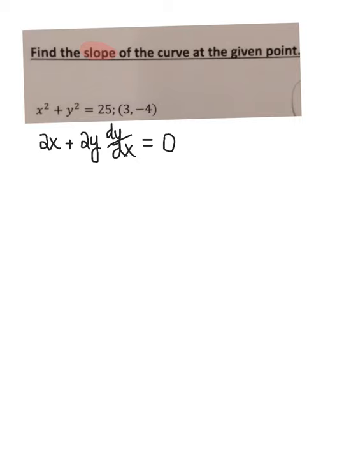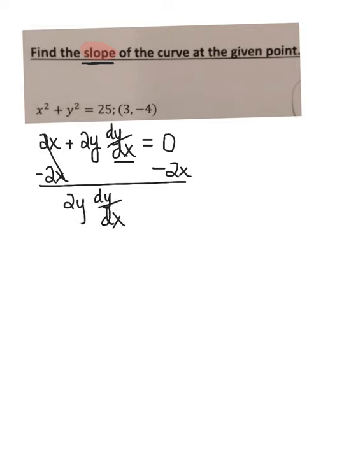So the goal really at this point is just to get this dy dx by itself, because that is just a fancy way of saying slope or derivative. So I'm going to start by subtracting that 2x over, and I'm going to get 2y dy dx equals, and then on the right-hand side of the equal sign, I'm going to have negative 2x. All right, next thing that I have to get rid of is the 2y, so I'm going to divide out that 2y.